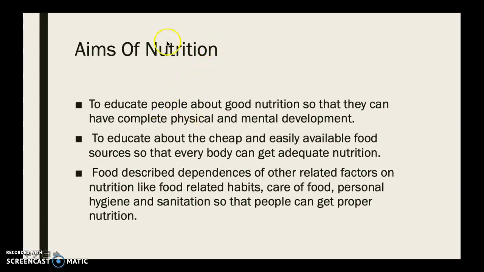Now, what are the aims of nutrition? First, to educate people about good nutrition so that they can have complete physical and mental development. Secondly, to educate them about cheap and easily available food sources so that our body can get adequate nutrition. And third is to describe dependencies of other related factors on nutrition, like food related habits, care of food, personal hygiene and sanitation, so that people can get proper nutrition.